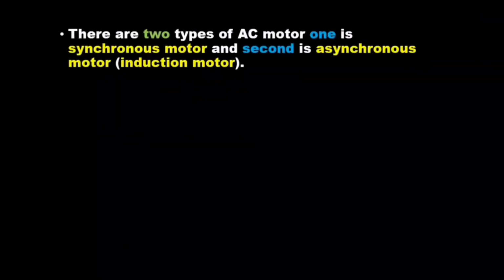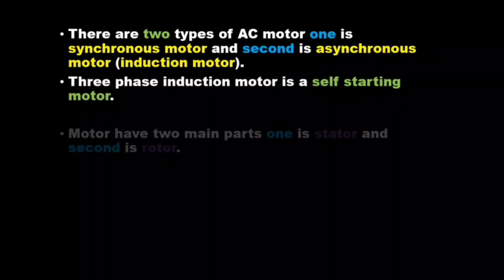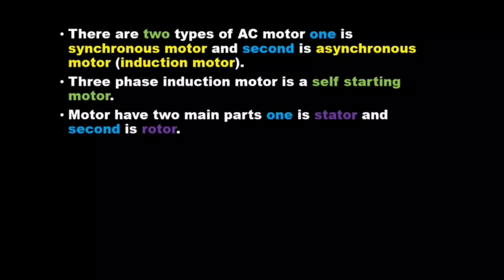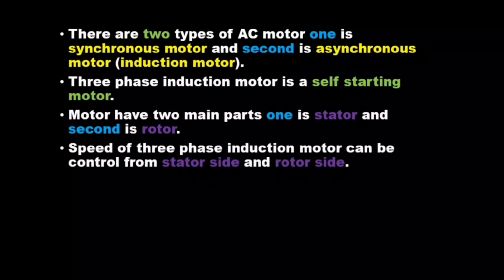There are two types of AC motor. One is synchronous motor and second is asynchronous motor, induction motor. Three-phase induction motor is a self-starting motor. Motor have two main parts, one is stator and second is rotor. Speed of three-phase induction motor can be controlled from stator side and rotor side.